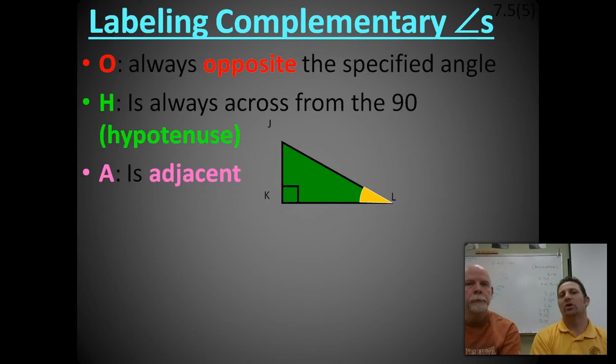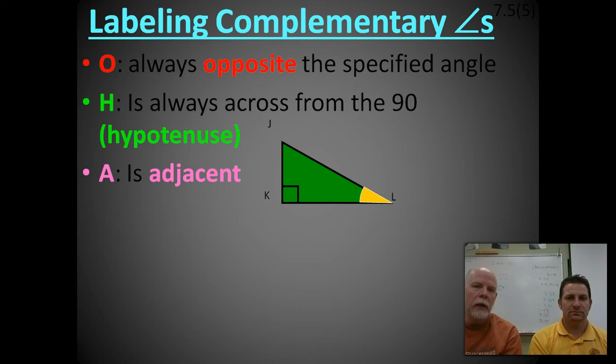Go ahead, Mr. Scritchfield. So again, we just want to make sure you understand that what we've already covered, the Pythagorean theorem, only works in right triangles, and trig ratios only work in right triangles. That's all we're focusing on. So we need to remember the pieces of a right triangle, and we're labeling complementary angles inside of a right triangle here.